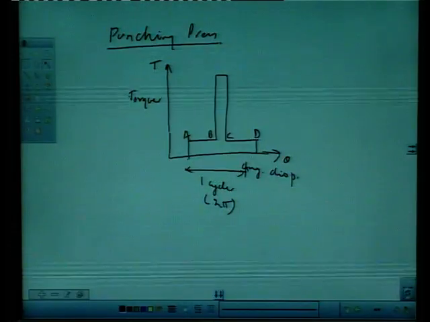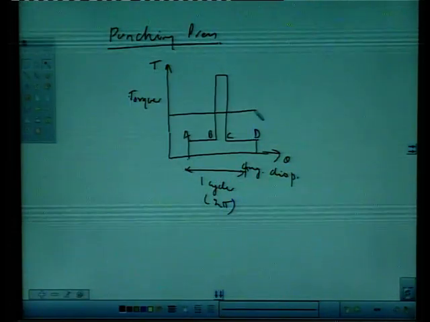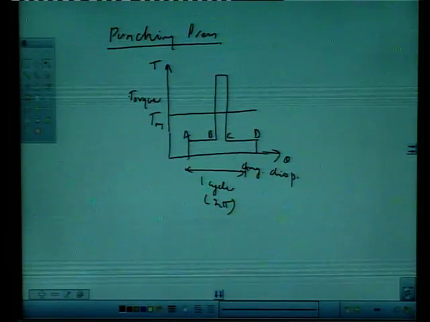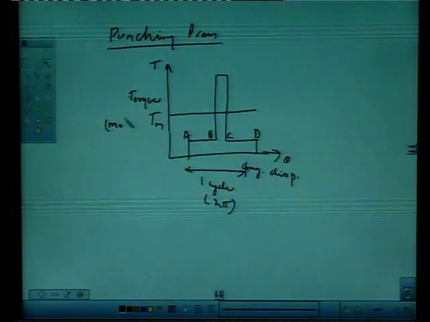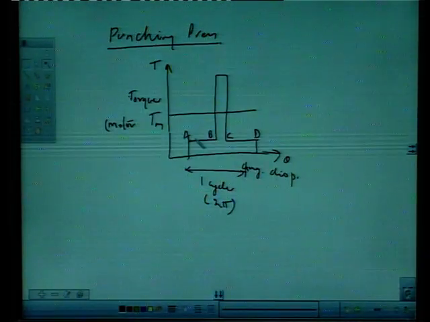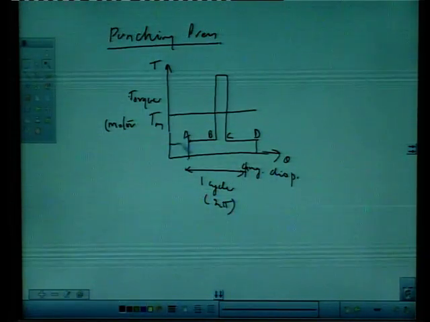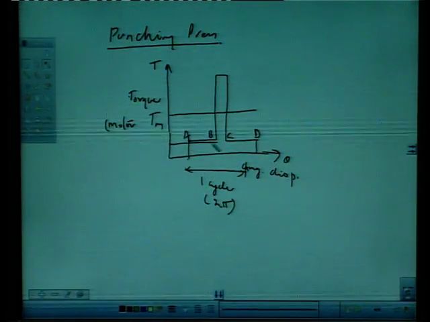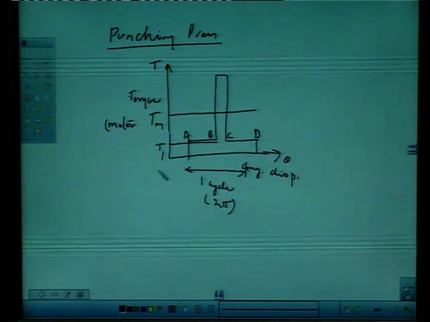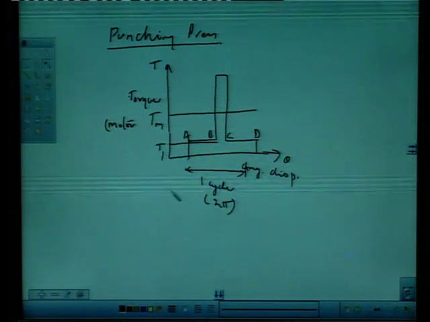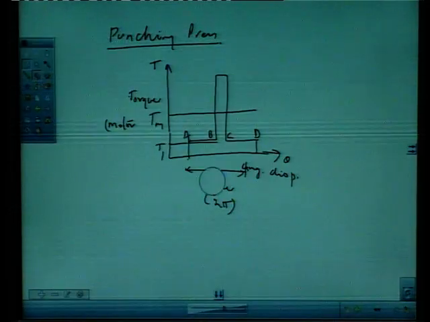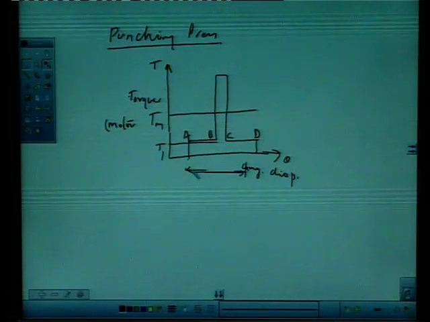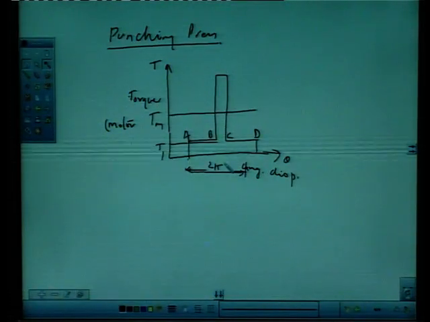Say this is the mean torque which is required or which is supplied by the motor, and during A to B what happens, the available torque supplied is T mean, whereas the torque required is T1. What happens during this period?